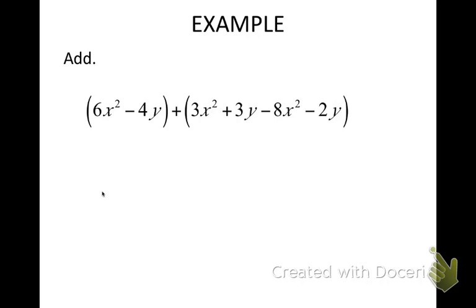Binomial plus a polynomial of 4 terms. So we got 6x squared minus 4y. And then we're going to add to it 3x squared plus 3y minus 8x squared minus 2y.